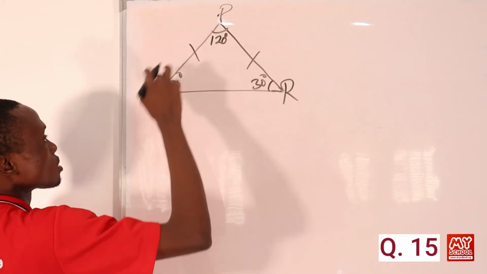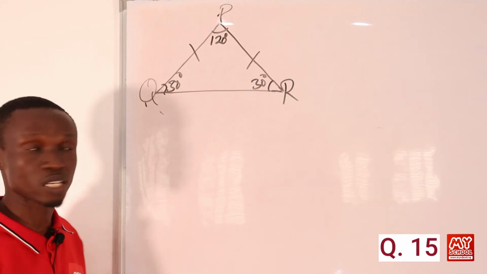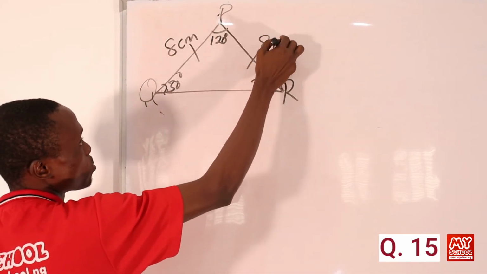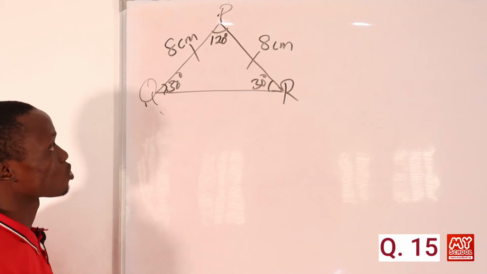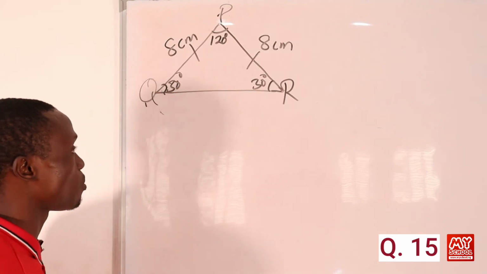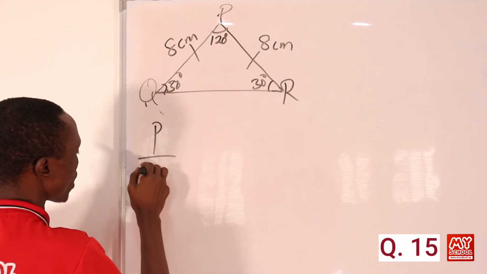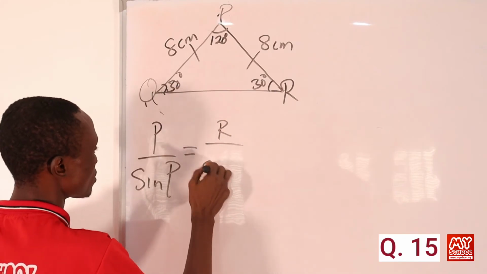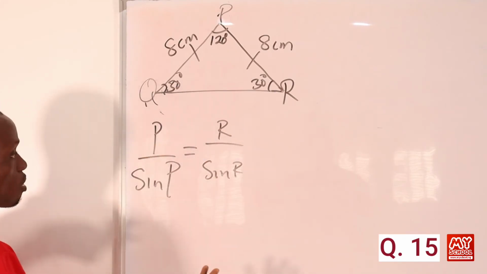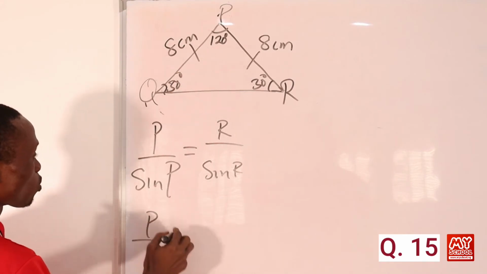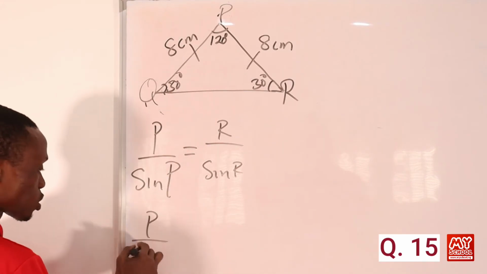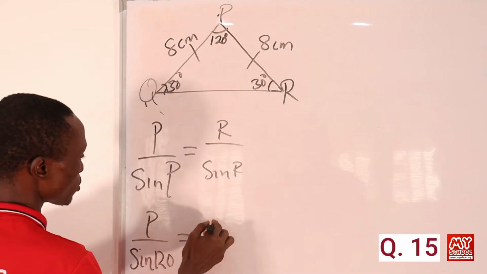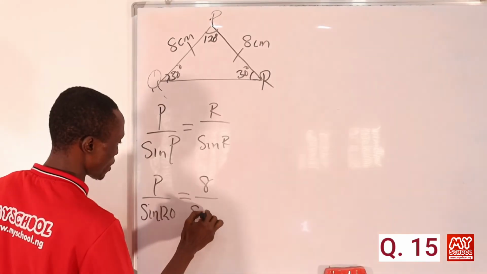120 degrees. But we are told that the distance between P and R is 8 centimeter. So if this side is 8 centimeter, here is also 8 centimeter, and we are looking for QR. Okay, so to calculate for QR, we'll simply use sine rule. So we can go p over sine P is equal to r over sine R, right? So we just put in our values. Our p is what we are looking for, we don't know, but our sine P is 120. So we'll put sine 120 here, and that will be equal to, our r is 8 and our sine R, so we have sine 30 degrees here.